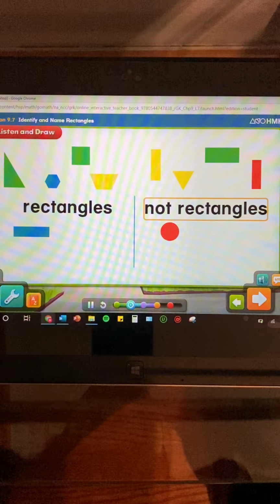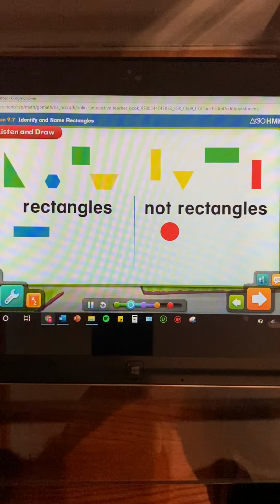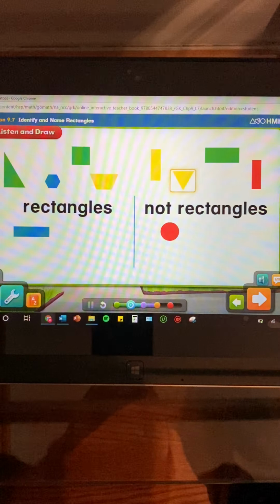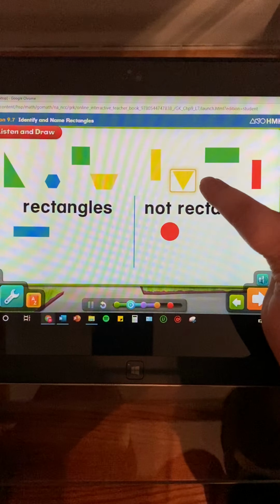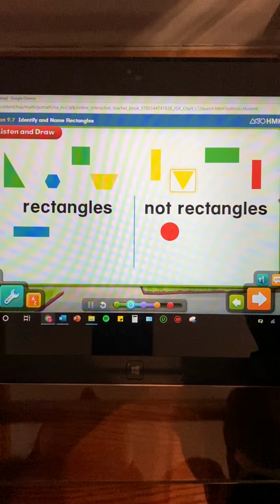Now, sort the other shapes into the sets rectangles and not rectangles. Is this shape a rectangle? Click to find out. Okay, let's look at this shape. Is this a rectangle? How can we find out if it's a rectangle or not? What can we look at?